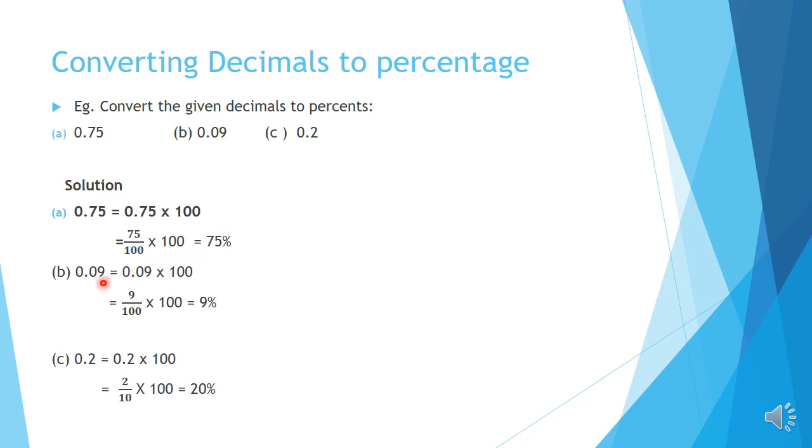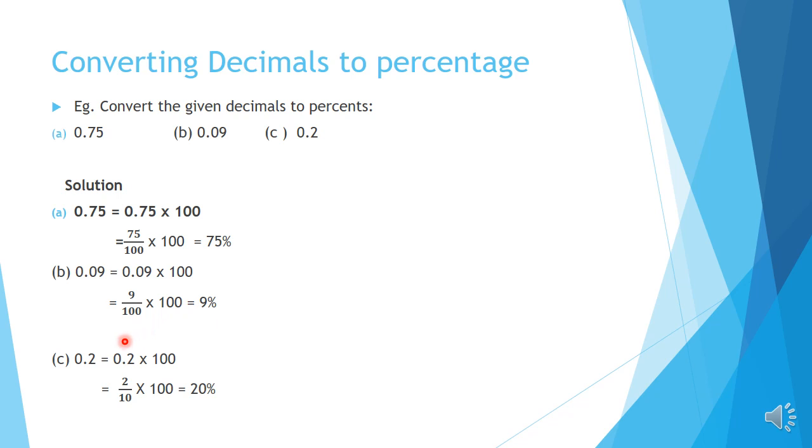Next one is 0.09. Procedure is same. We have to multiply by 100. 0.09, when we write as a fraction, we can write as 9 by 100. Here we have 2 decimal places, so we take a denominator which has 2 zeros. So 9 by 100 into 100. 100 gets cancelled, and we get 9%.